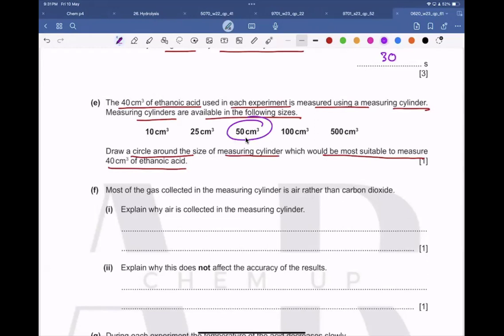Because it's for approximate. So if you use the 100 centimeter cube to measure the 40 centimeter cube, it's approximate. So the variation of the reading will be very high. How could you use 25 centimeter cube to measure the 40 centimeter cube of ethanoic acid, Rahim? You have to use it twice, or 2 times 20 centimeter cube.